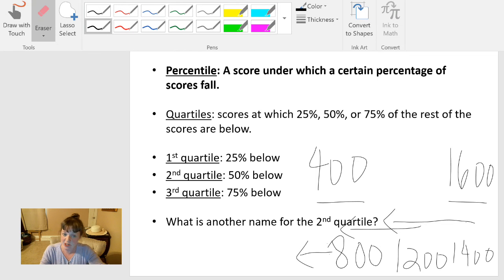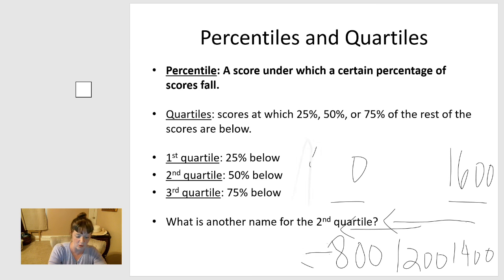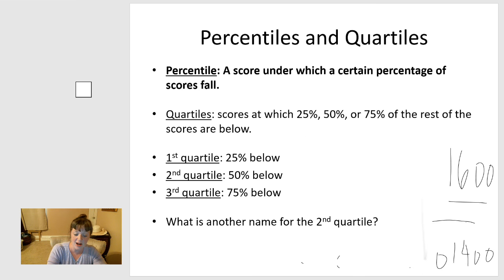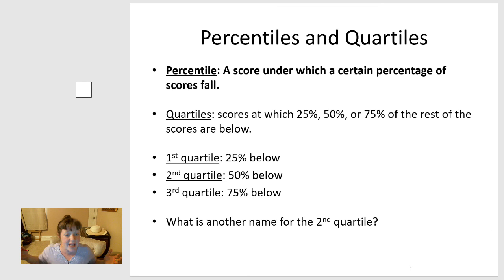But again, percentiles and quartiles ignore people. They ignore anybody between 800 and 1200. They ignore anybody above 1400. They ignore anybody between, right? Anybody between those scores, you're just sort of ignoring them.